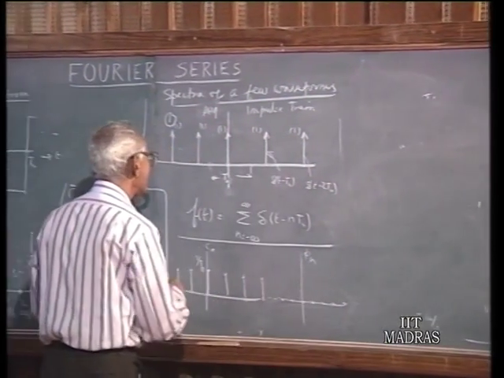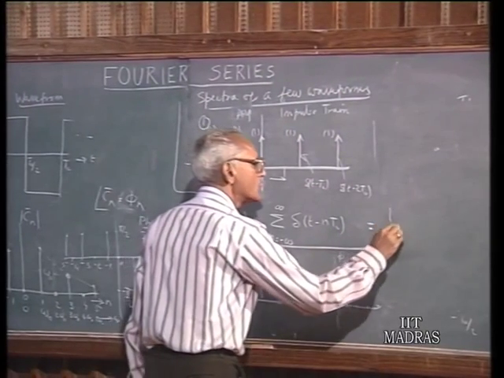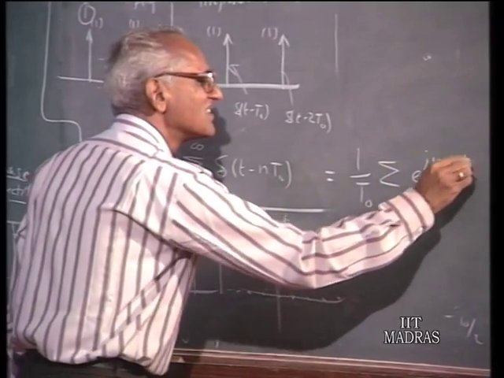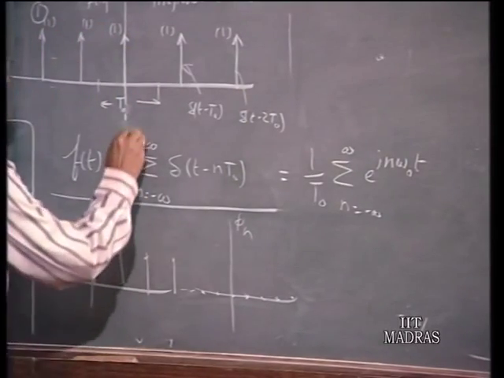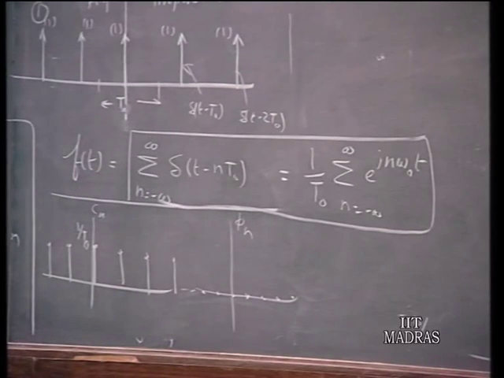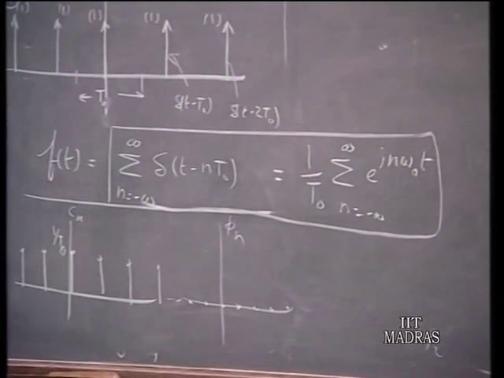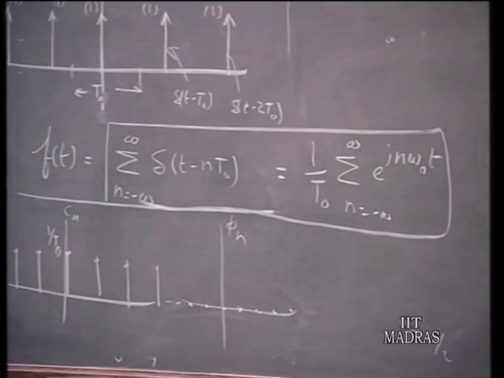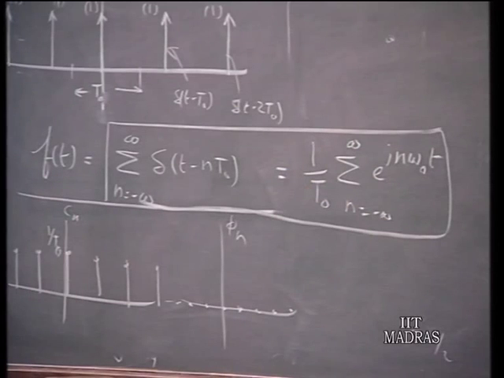So we observe that if f of t is equal to this train of impulses, the Fourier series expansion for this is 1 over T0 times e to the power of j n omega naught t, n ranging from minus infinity to plus infinity. This is a result which is very compact and has a nice look about it. You have a summation from minus infinity to plus infinity of these impulses on one side, and on the other side, a summation from minus infinity to plus infinity of exponential terms.